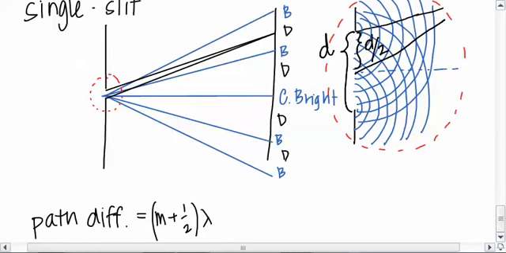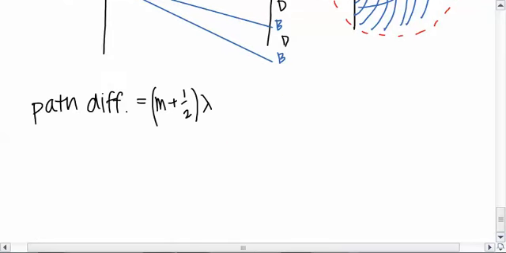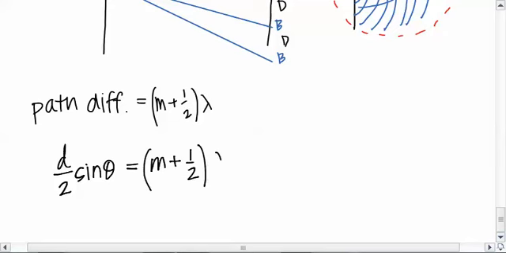Over here, I'm going to try to make this one look better too. No, I can't. Anyway, it should be coming from the middle of the opening. So then that means that D over 2 sine theta, our path difference, is equal to (m plus 1/2) lambda.